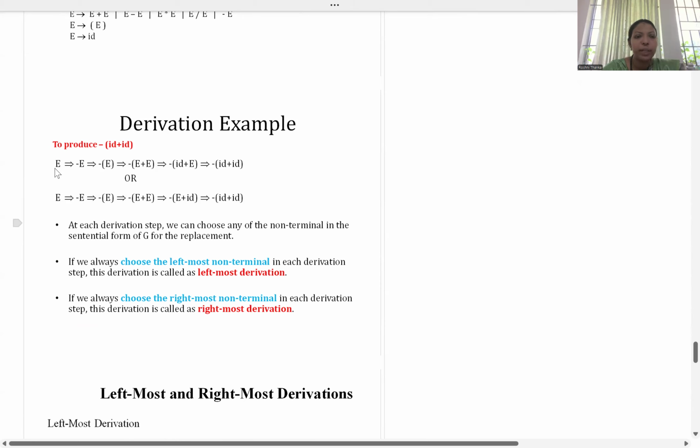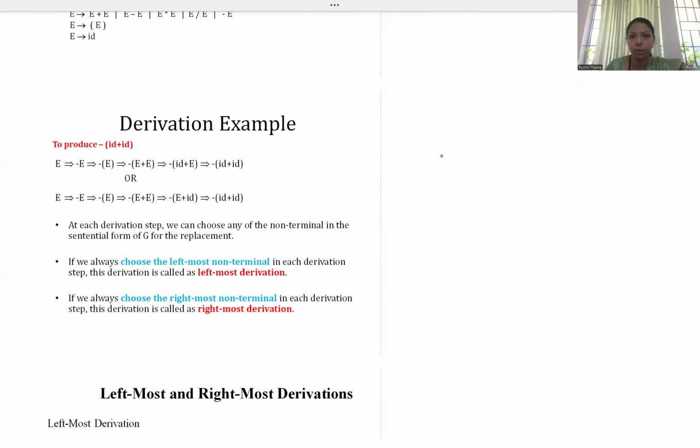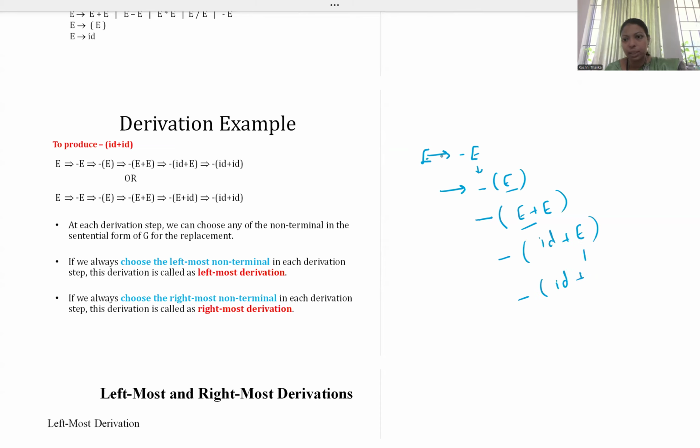These steps are called derivation. As I told you, if I want to write it clearly, it starts from E to minus E. And then this E is replaced by this. Now this is minus, and now this E is replaced by E plus E, according to the rule. And then minus, and then this E is replaced by ID plus E remaining. Then ID plus, then this E is replaced by ID. So these steps we call derivation.